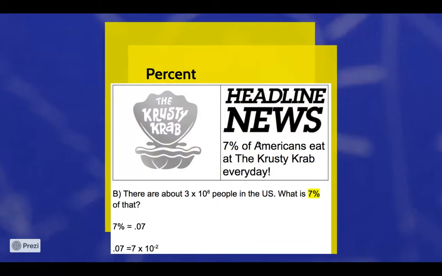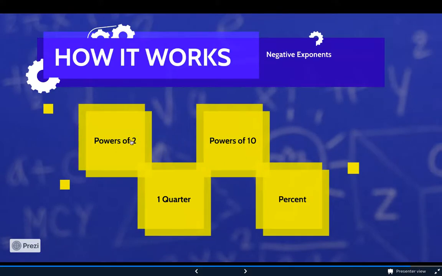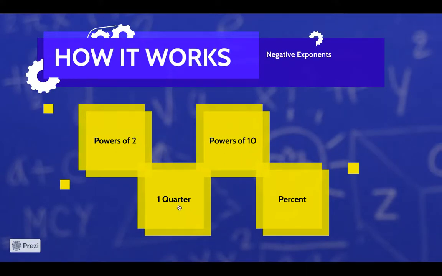Now, percent. We did the Krusty Krab problem where we had this headline: 7% of Americans eat at the Krusty Krab every day. In part B, they said there are about 3 times 10 to the 8th people in the US. What is 7% of that? So we know the decimal value for 7% is 0.07, and we express that as 7 times 10 to the negative 2. So we looked at powers of 2, powers of 10, percents, 1/4. We're trying to explore how these negative exponents work.